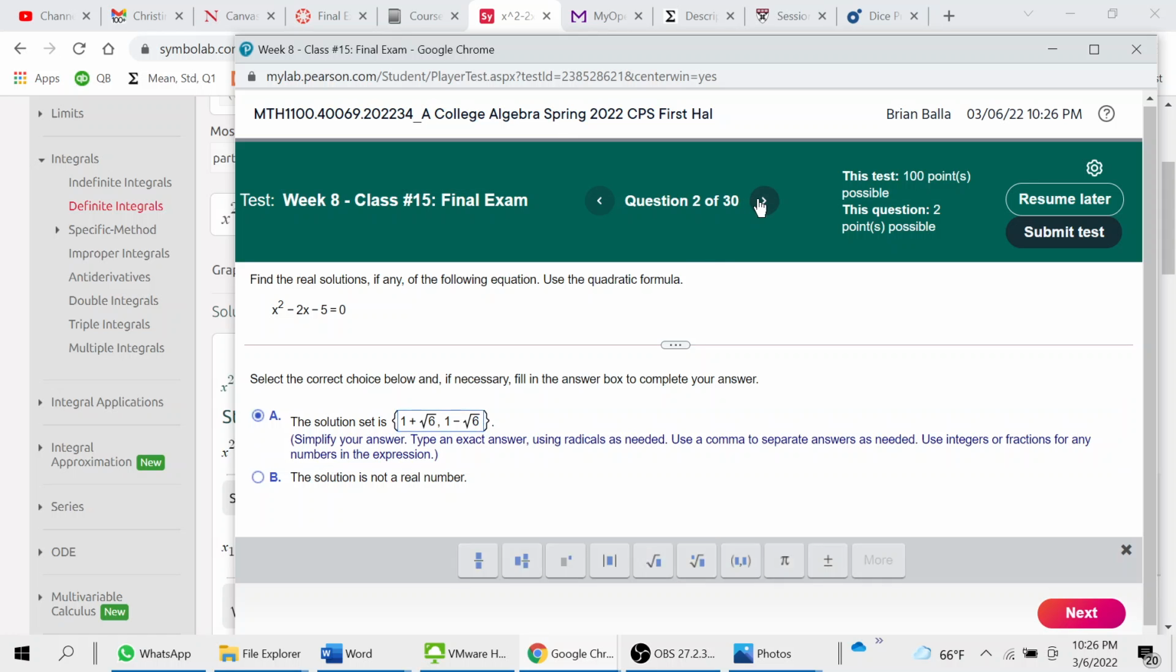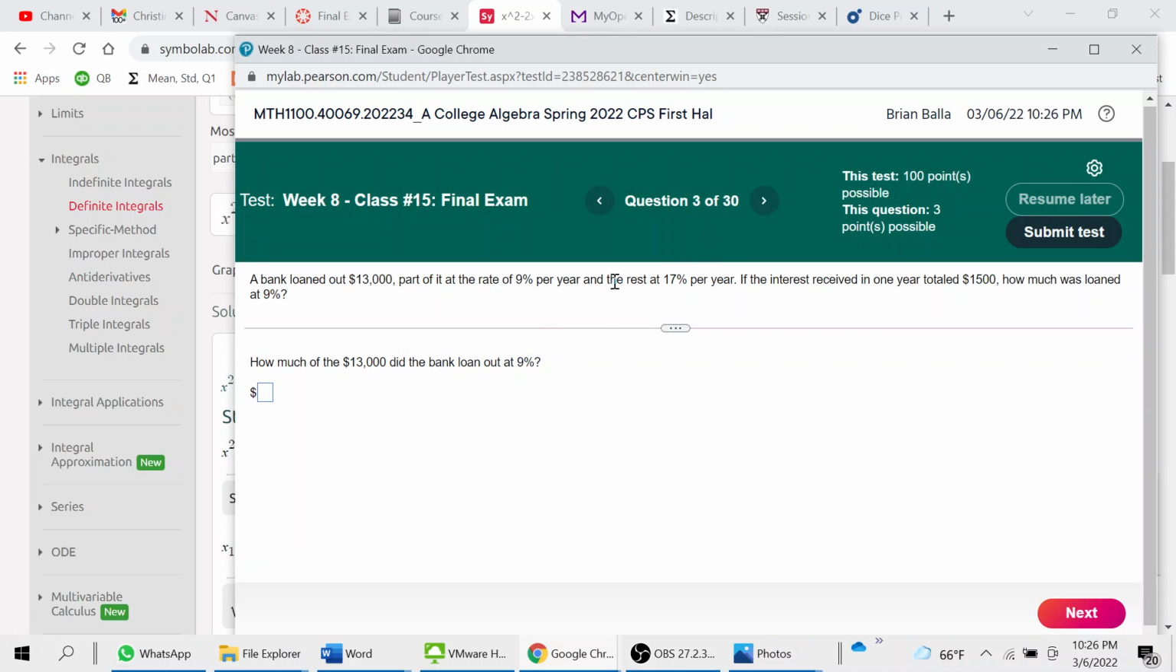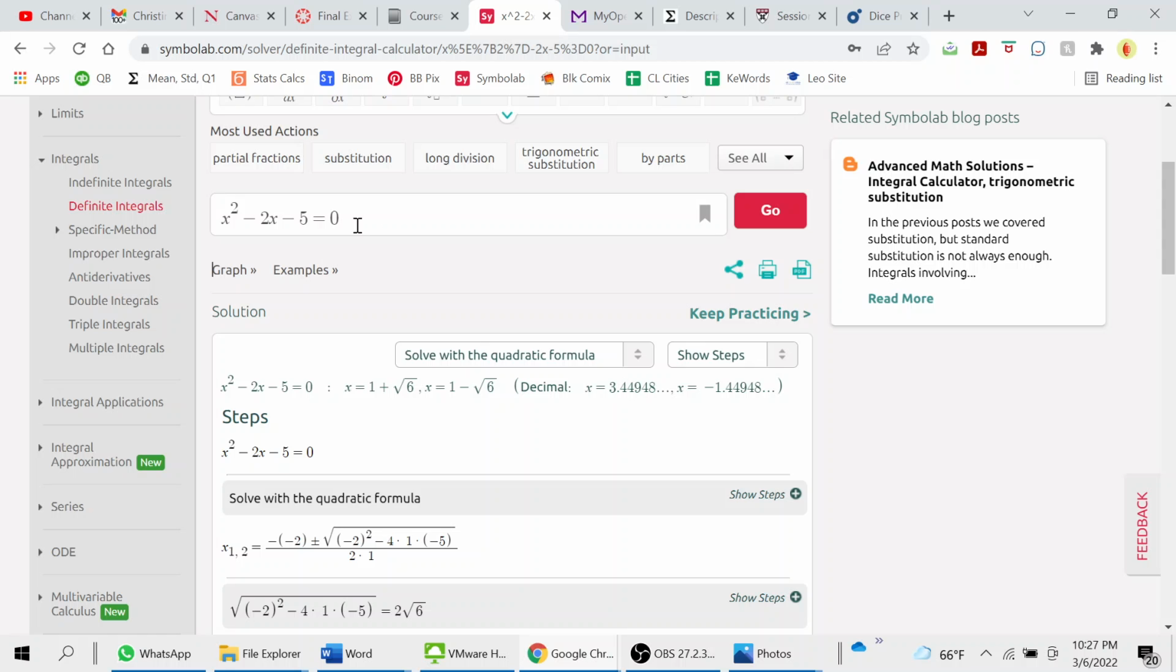Okay, question 2 is complete. Moving on to question 3. A bank loaned out $13,000. Loaned out, that's incorrect English. The proper English is lent $13,000, not loaned out, but whatever. Part of it at a rate of 9% per year. The rest is 17% per year. Interest received in 1 year, total $1,500. Okay. 9%, 17%, 13,000. Got it.